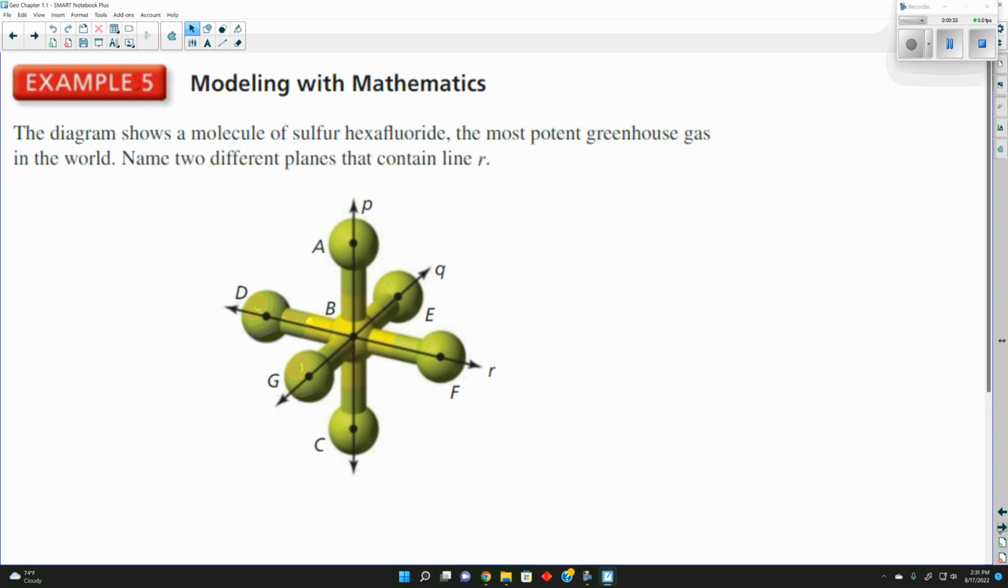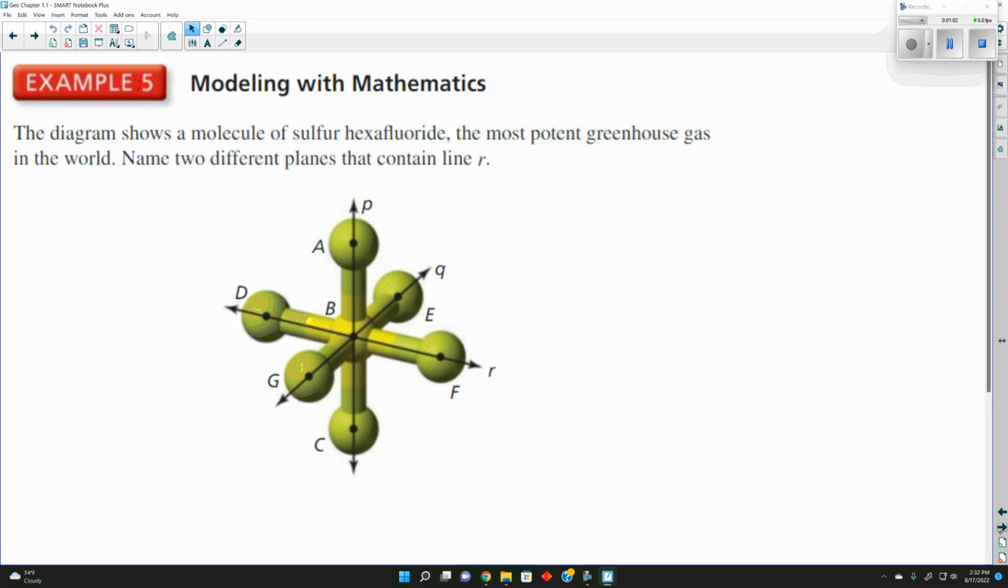Now, this here is what we're going to finish up with. This is indeed a diagram of a sulfur hexafluoride molecule. If we look at it as the atomic model of sulfur hexafluoride, this is what we would have. It's the most potent greenhouse gas in the world. Now we want to name two planes that contain line R.